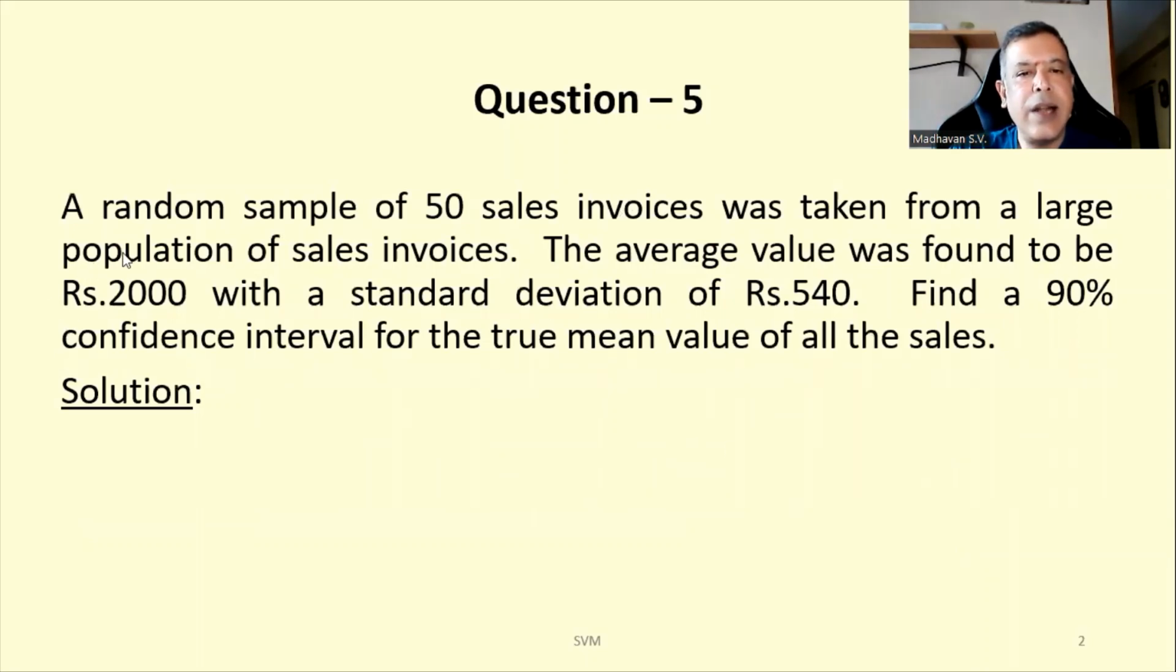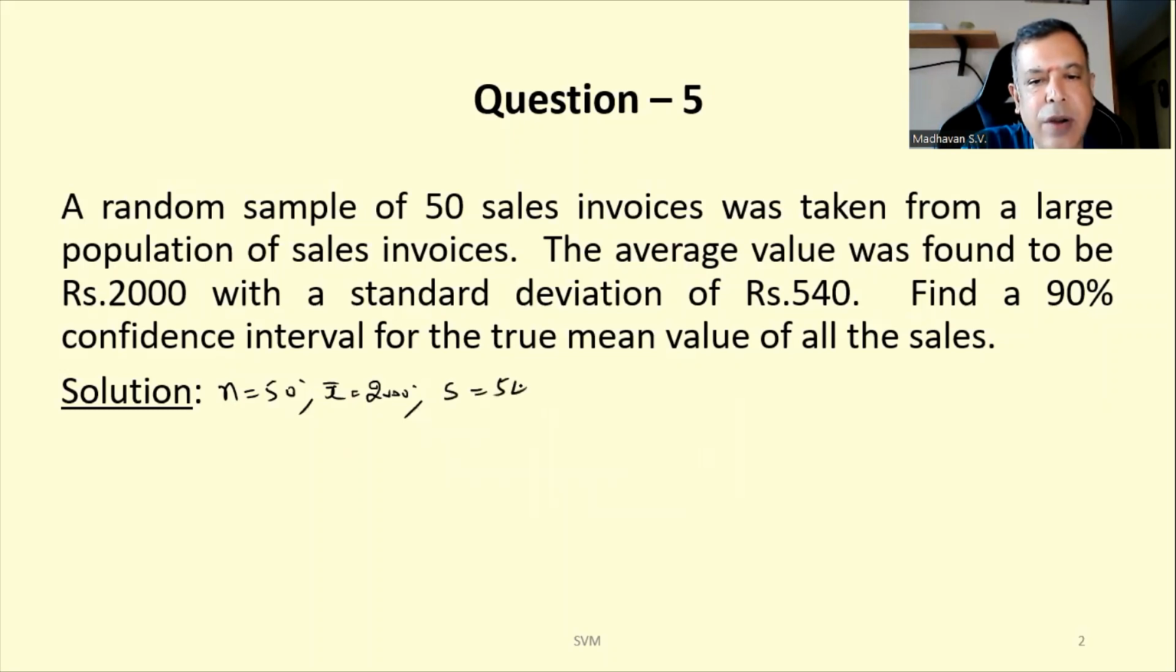Let us do this question. A random sample of 50 sale invoices was taken from a large population of sales invoices. The average value was found to be rupees 2000 with a standard deviation of rupees 540. Find a 90% confidence interval for the true mean value of all the sales. So here our sample size is given as 50 and was taken from a large population. Of course, 50 is large. The average value was found to be 2000. That means X bar is 2000 and the sample standard deviation S is given as 540.